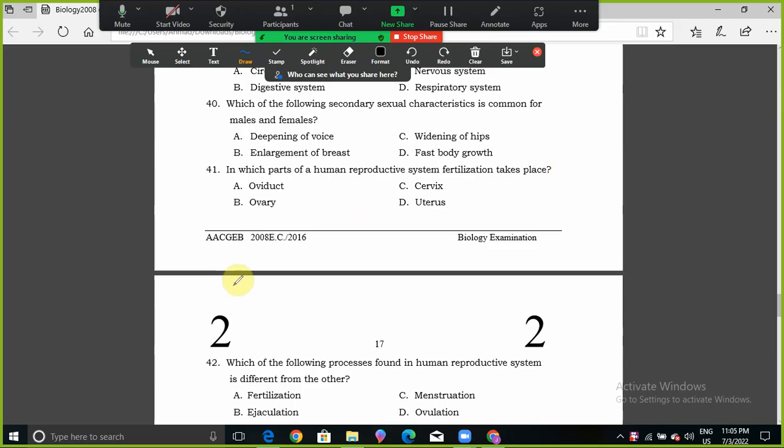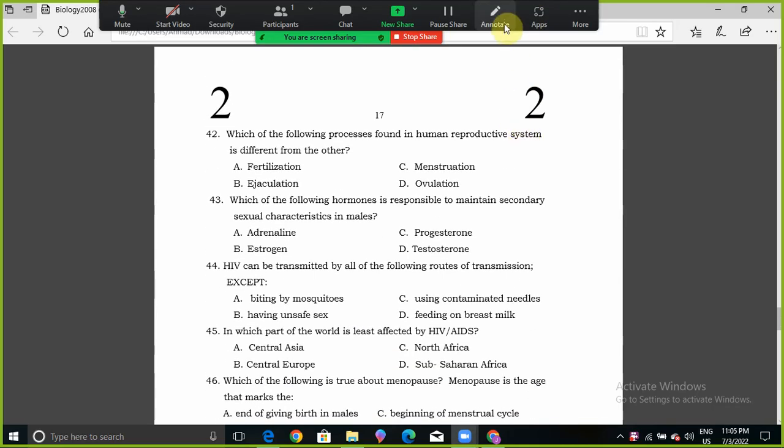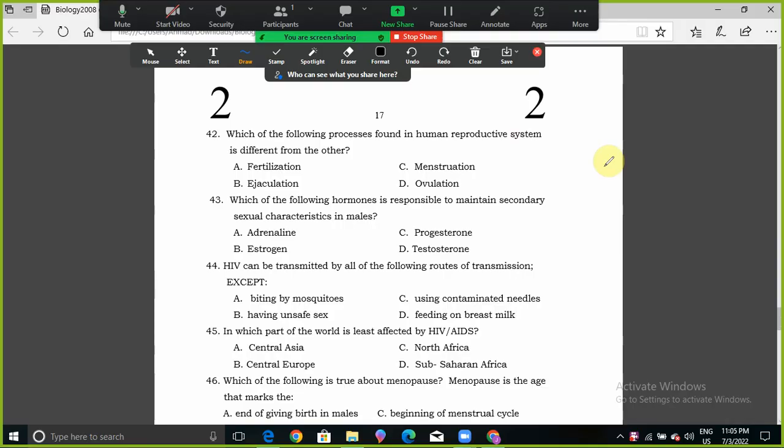Now, question number 42. It says: which of the following processes found in the human reproductive system is different from the others? Fertilization, ejaculation, menstruation, or ovulation? The answer is ejaculation, because ejaculation is for the male part, but fertilization, menstruation, and ovulation are for the females.